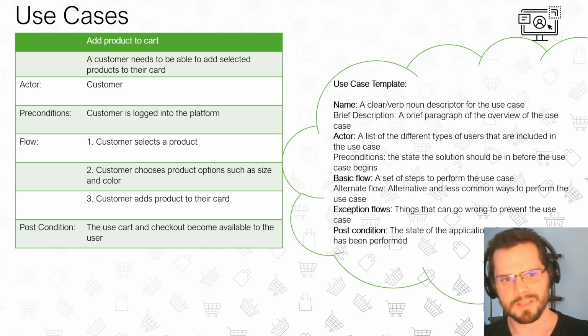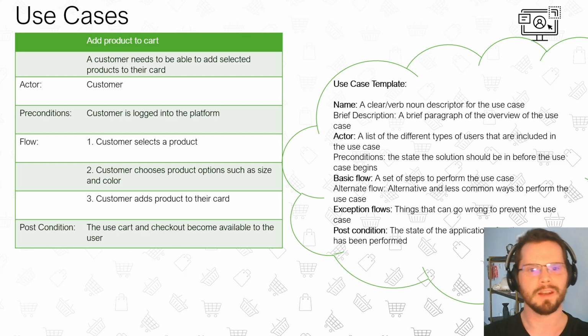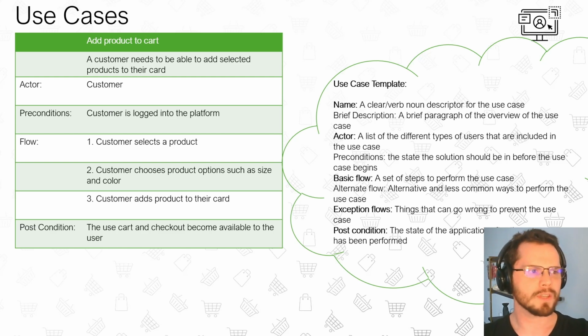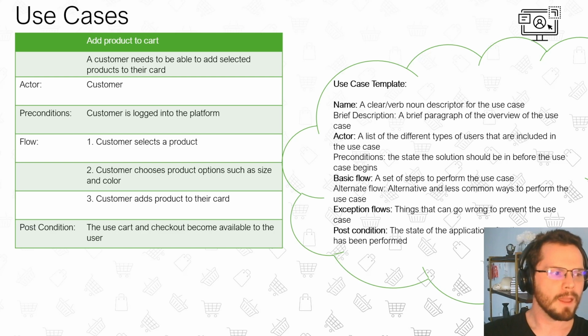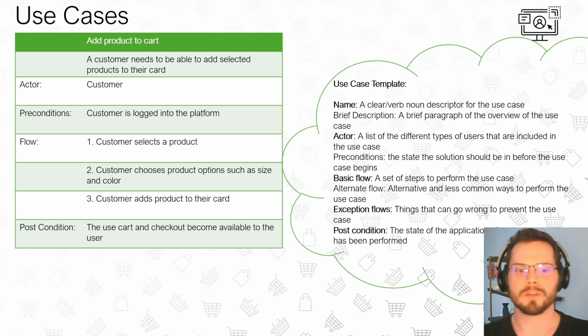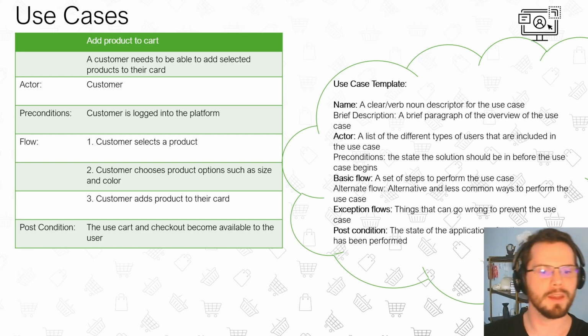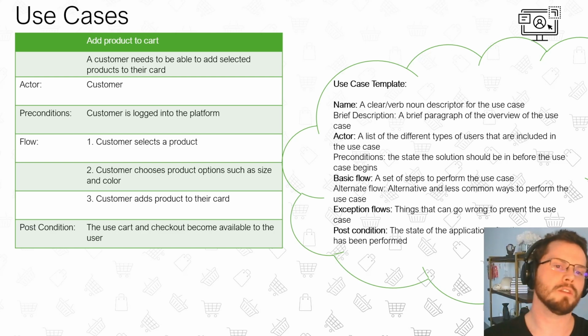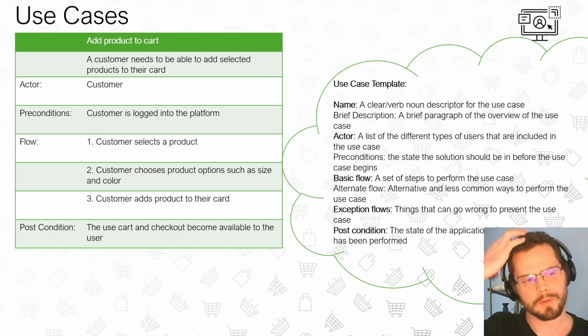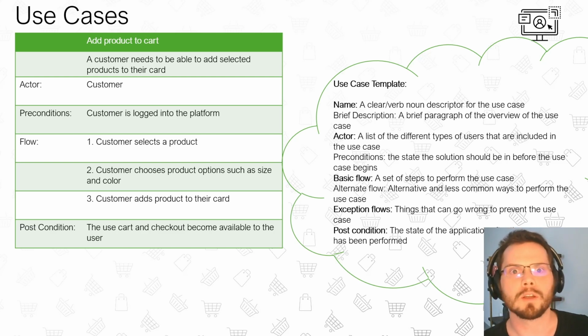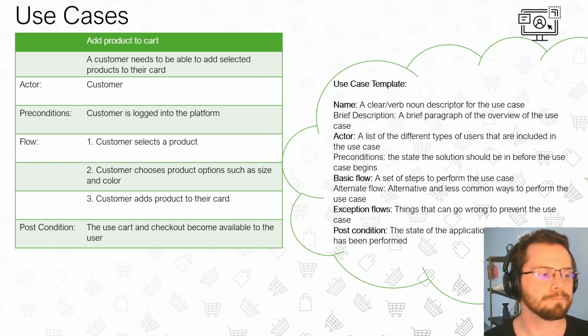You can see the template on the right. You have a name. What is the use case? In this case, add product to cart. Actor: who is doing this? It's the customer. Basic flow: what are the steps for this to work? Alternative flows: what are different ways for it to work? And then things like the post condition: what's the state of the application after this is done? Sorry, I'm jumping all over, but you also have preconditions: what's the state of the application to allow this flow to happen? So, for example, the customer needs to be logged in, or whatever it could be.